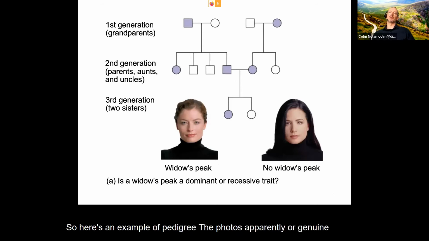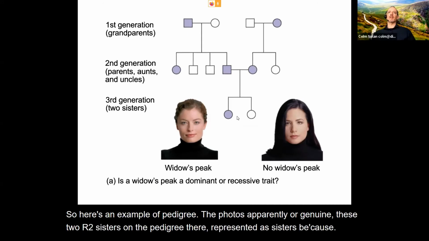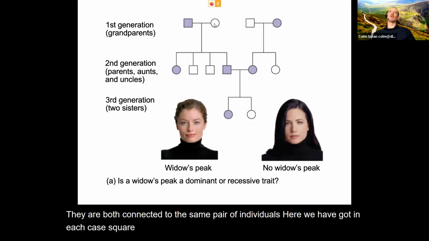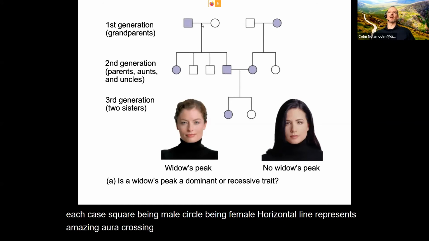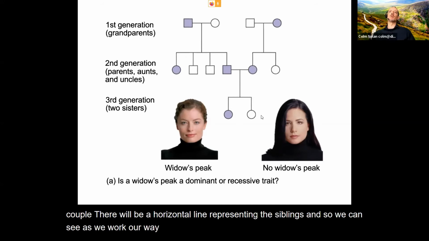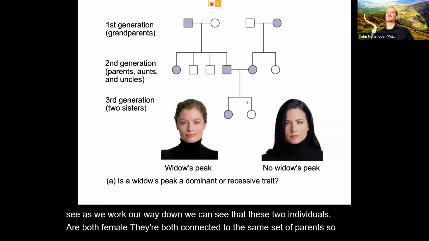These two are two sisters. On the pedigree, they're represented as sisters because they are both connected to the same pair of individuals. Here we have, in each case, square being male, circle being female. A horizontal line represents a mating or a crossing, so two partners that had a baby. From each parent couple, there will be a horizontal line representing the siblings. And so we can see, as we work our way down, that these two individuals are both female. They are both connected to the same set of parents, so they are sisters.